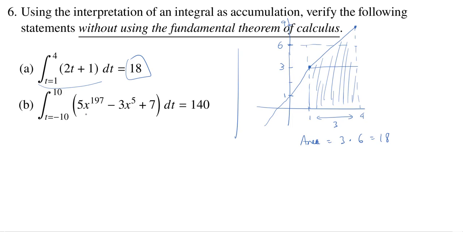Okay, what about this second one? Well, this is much more complicated looking. I mean, who in the world is dealing with a 197th degree polynomial? But one of the things I notice immediately is that it is an odd degree polynomial, and this is an interval that goes from a negative number to the corresponding positive number.